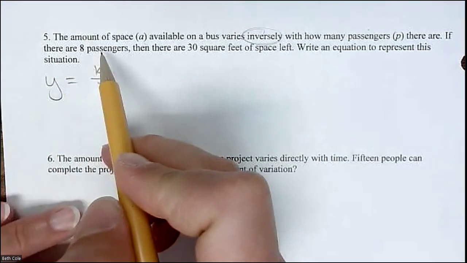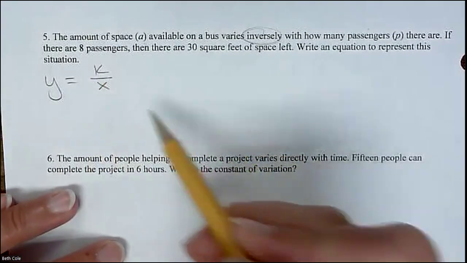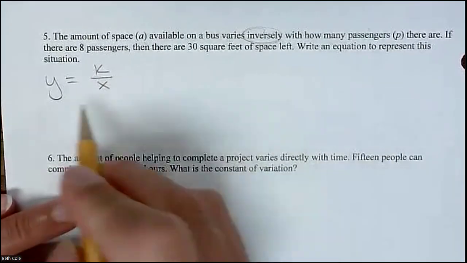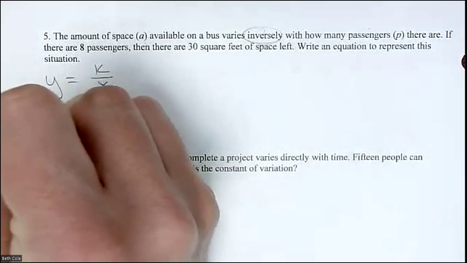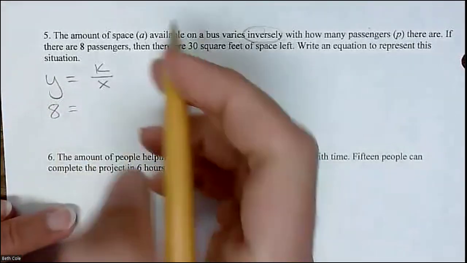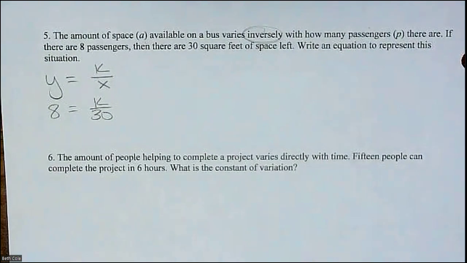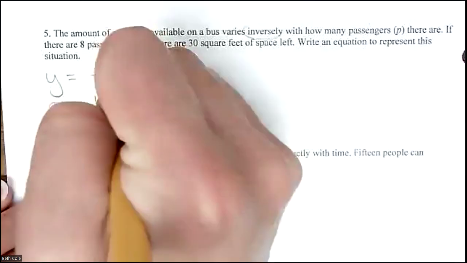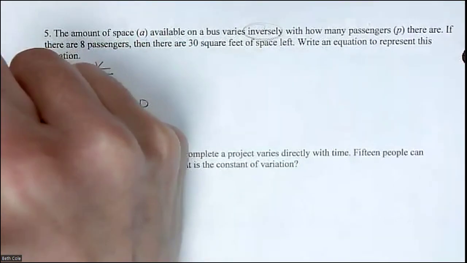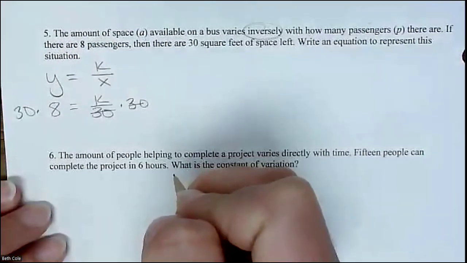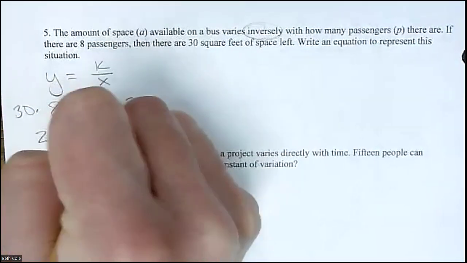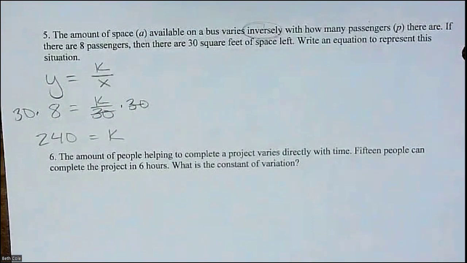It says there's 8 passengers for 30 square feet of space. It actually doesn't even matter where you put them for inverse. You can't mess it up. I'm gonna put 8 in for Y and 30 in for X. For direct, it kind of matters, but for inverse, it doesn't make a difference. You can't mess it up. All right, and then what would you do to both sides to solve that? Okay. Yeah, multiply by the 30. 8 times 30 is going to be 240. You could type that in the calculator.